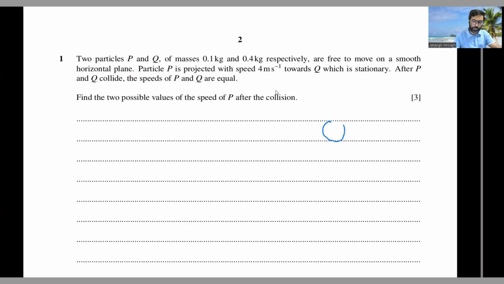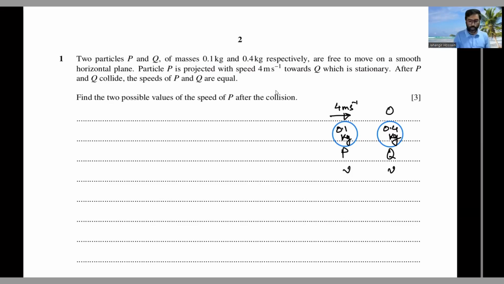So this is particle P, particle Q. These are the two particles. Initially Q is at rest. Mass of P is 0.1 kg, mass of Q is 0.4 kg. P is projected towards Q with a speed of 4 meters per second, and Q is initially at rest. After the impact, both particles have equal speeds. So speed, let's say V.